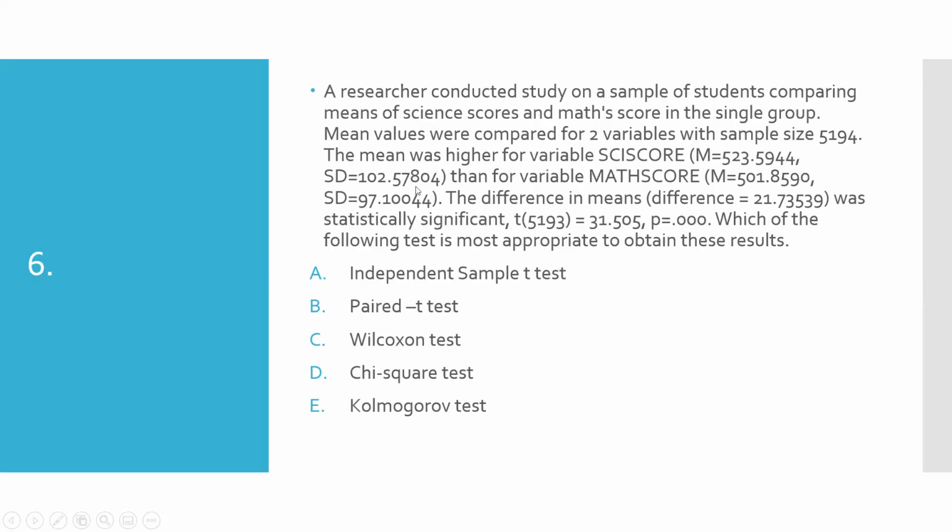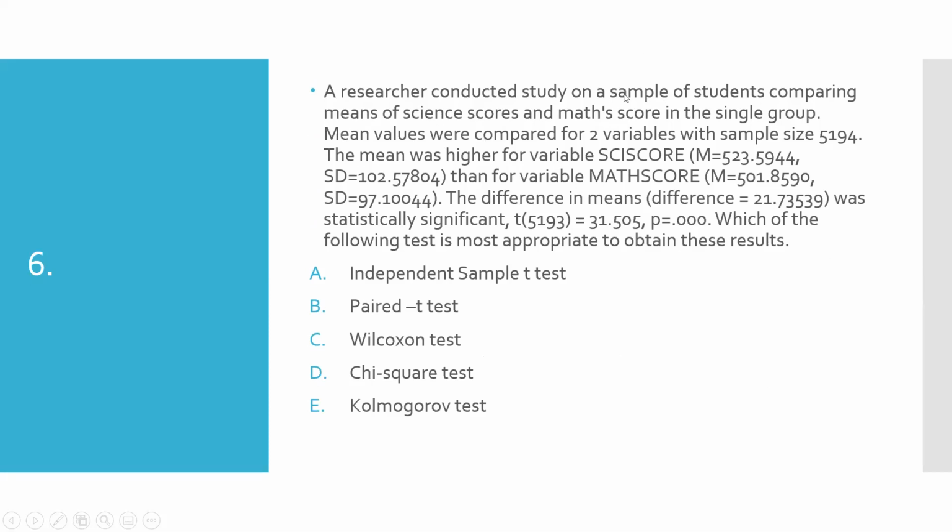Right. A researcher conducted a sample on students comparing means of science scores and math scores in a single group. It's a single group of sample size 5194. The mean was higher for science score than the math score, and the differences are given here with the p-values. Which of the following tests is most appropriate to obtain such tests?